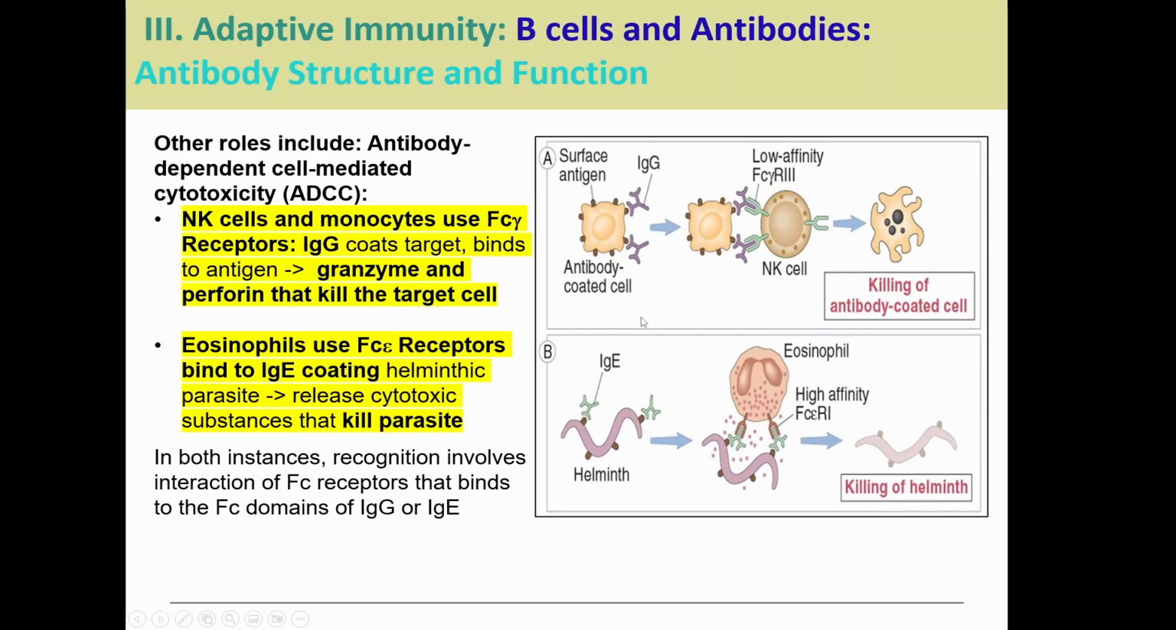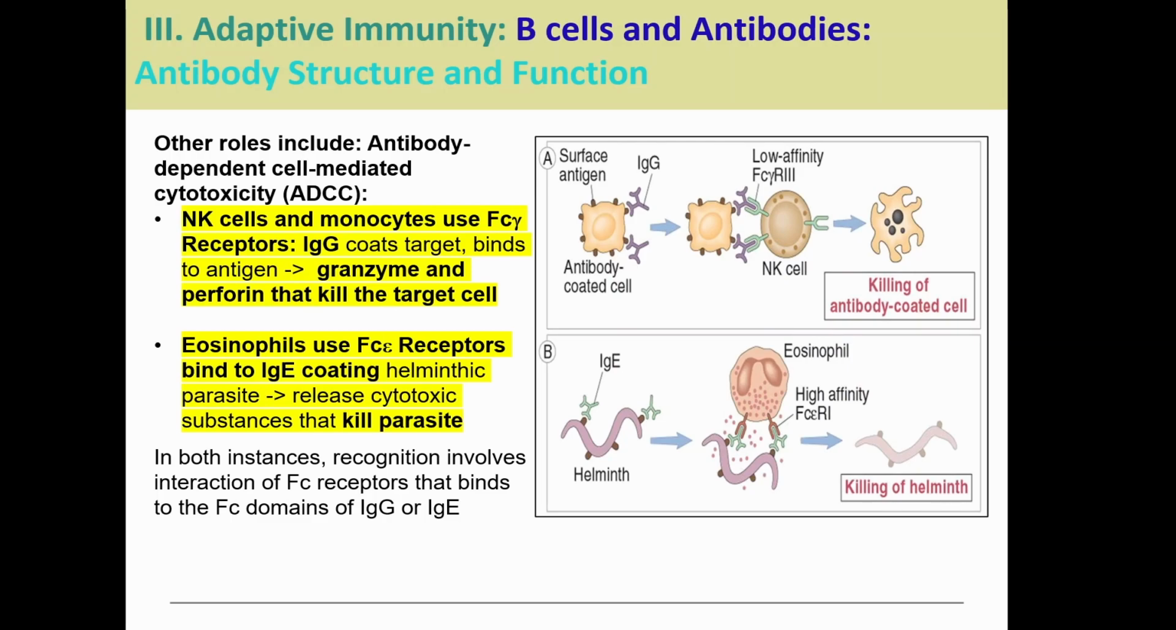Eosinophils can use IgEs that have coated a helminthic parasite, so a worm. They bind to things on the worms. Eosinophils then can bind to the IgEs and then kill that parasite by releasing cytotoxic substances, killing that worm. So in both instances, what we have is receptors that bind to the IgG or IgE antibodies and make it easier for the natural killer cell, the monocyte, or the eosinophil to kill its target.